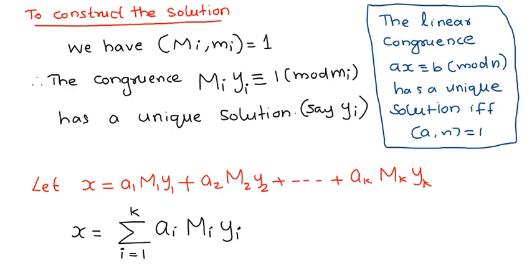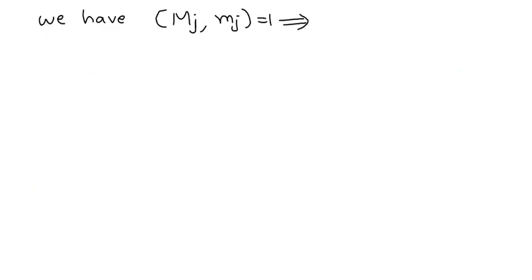We have the GCD of capital Mj comma small mj is equal to 1, which implies, from this equation Mi yi is congruent to 1 mod mi, that Mj yj is congruent to 1 mod small mj.